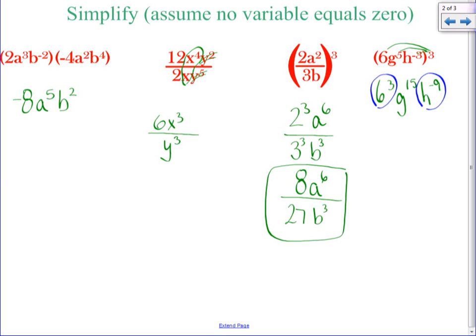Okay, so 6 to the 3rd power is what? 216. So we have 216 g to the 15, and the h got moved down to the bottom because it had a negative exponent on it. So that negative exponent means you move it. Questions on that piece of it? So we're good?